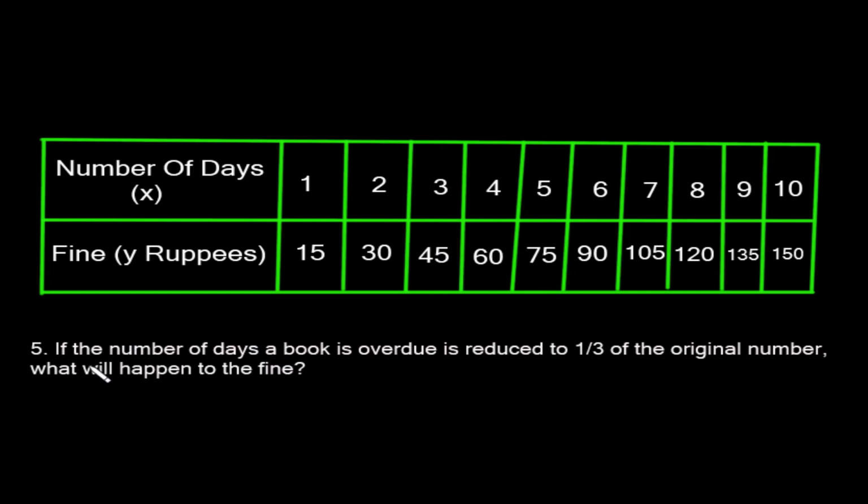And this last question, if the number of days a book is overdue is reduced to 1 by 3 of the original number, what will happen to the fine? Now we have 9 over here. When it is reduced to 1 by 3, dividing this 9 by 3 will get us 3. For 9 days it is 135, and for 3 days it is 45. So yes, when the original number is reduced to 1 by 3, the fine will also be reduced to 1 by 3.